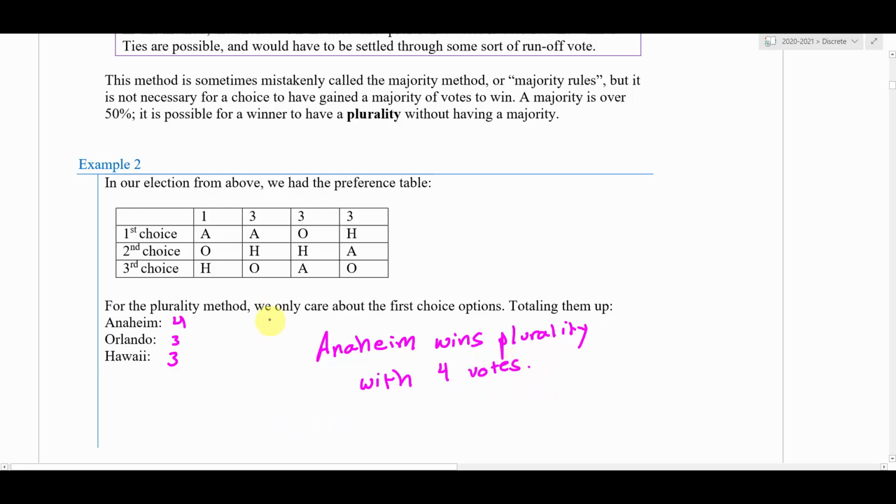Okay. And notice that there is a difference there between majority and plurality. To have a majority vote, you have to have over 50%. I talk about that here in the notes. A majority is over 50%. So since we had 10 people participating in this election, you would need at least 6 votes to get a majority. Now, Anaheim won the election without getting a majority. It got a plurality instead. So it had the most first place votes, but it did not have a majority of the first place votes. So there is a distinction between the 2 words, majority and plurality. That's important. Okay, let's take a look at our next example.